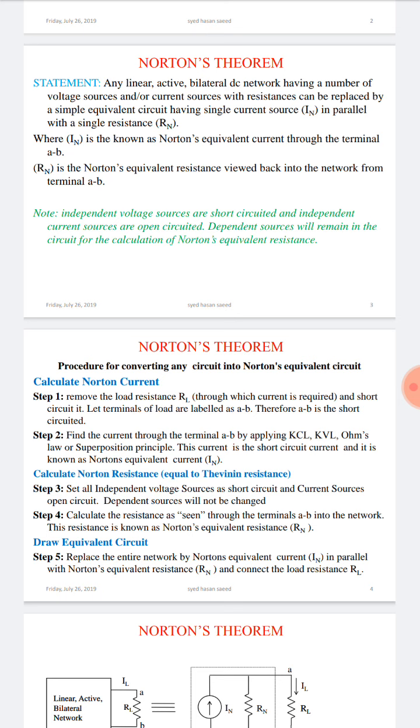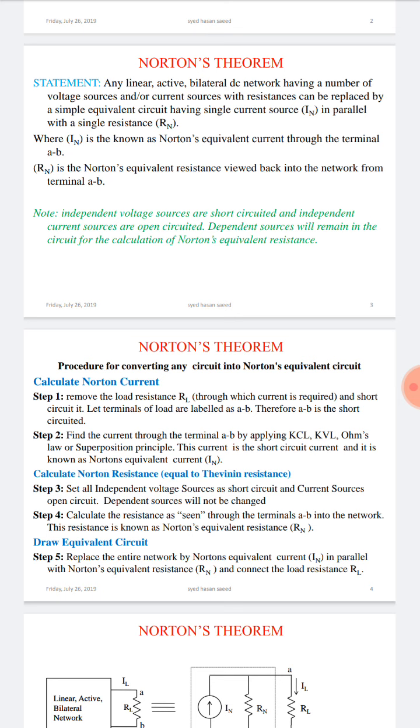What are independent sources? Independent voltage sources are always short circuited and current sources are always open circuited. As usual, dependent sources are always constant for the whole circuit or the calculation.